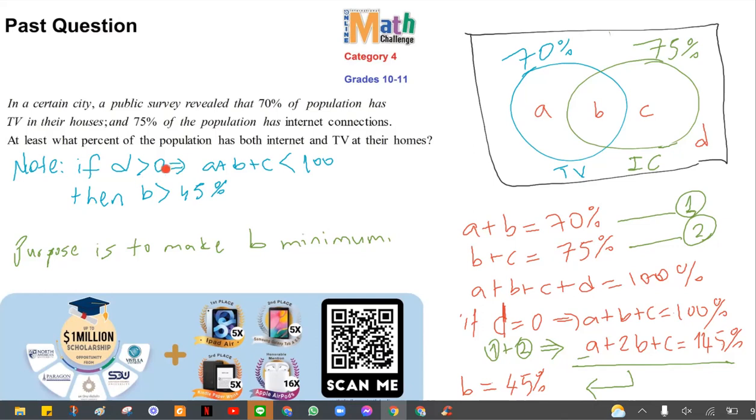If D is not 0, A plus B plus C will be less than 100. At that time, B will increase. It will be more than 45. But when you choose D as 0, B will be minimum. That's why first we chose D as 0. We got this equation and the second equation from here. And when we solve together, we got B equals 45%. This is the least B amount.